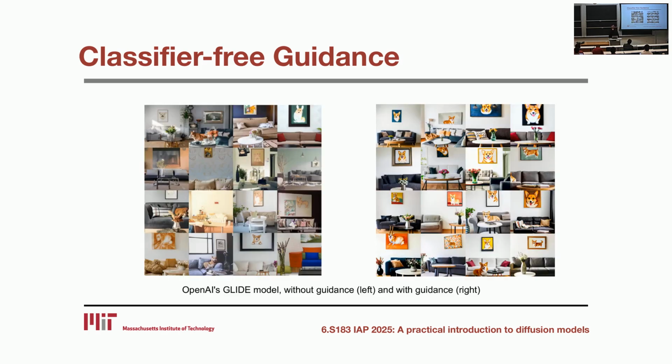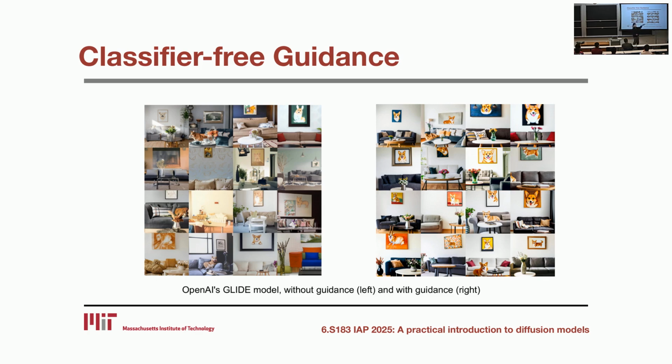Another example, I'm trying to generate a sitting room with a picture of a corgi on the wall. And on the left-hand side, you will end up with many pictures that look like this. And you will see they are slightly, that's very weird. If you look at this image, you cannot find the corgi photo. Here you just generate a corgi instead of a photo of a corgi. And also the pictures don't look as appealing as those on the right.